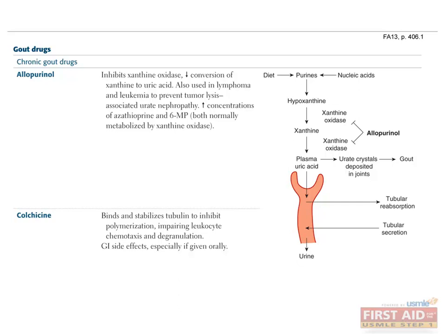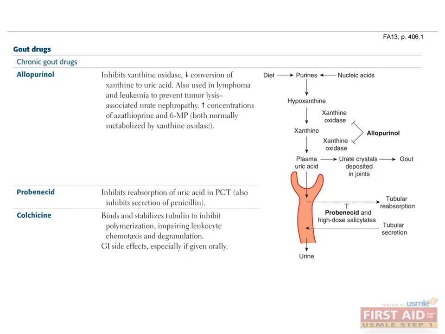Also, if patients are actively taking azathioprine or 6-mercaptopurine for a different indication, patients might not want to take allopurinol because these drugs are metabolized by xanthine oxidase, and using allopurinol might cause the drug to build up to toxic levels. I like to keep the mechanism of allopurinol straight in my head by remembering that it starts with the letter A for antagonist, which helps me remember that it inhibits the xanthine oxidase enzyme.